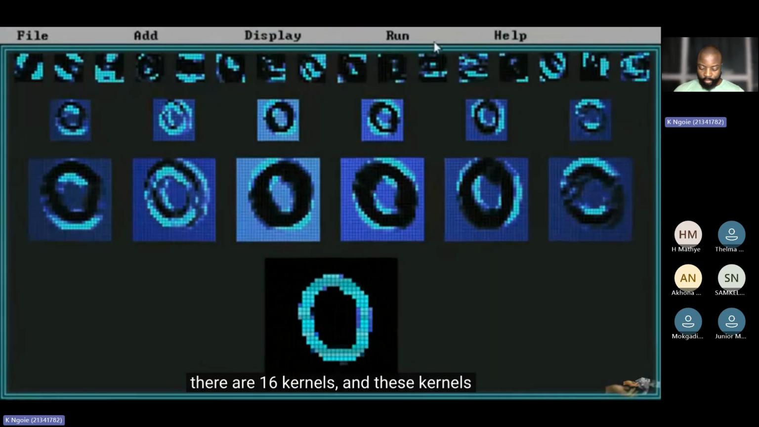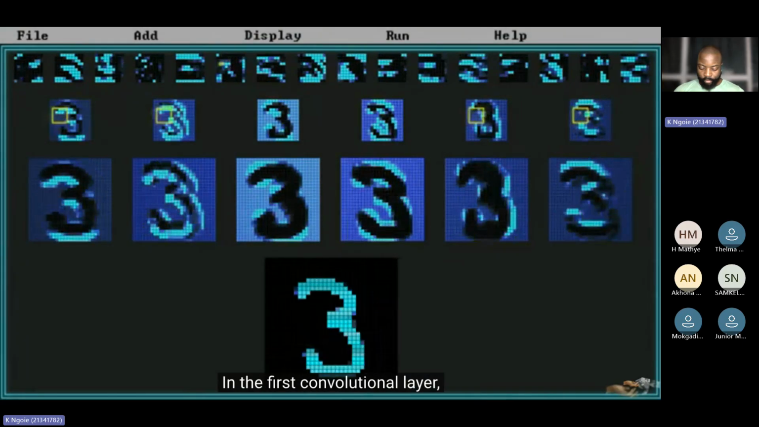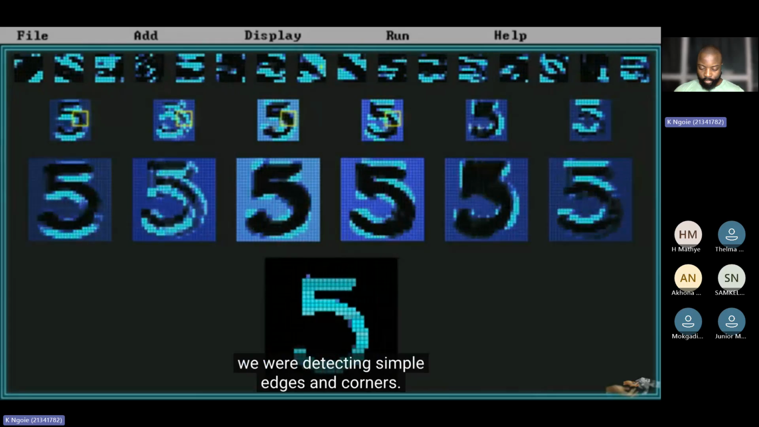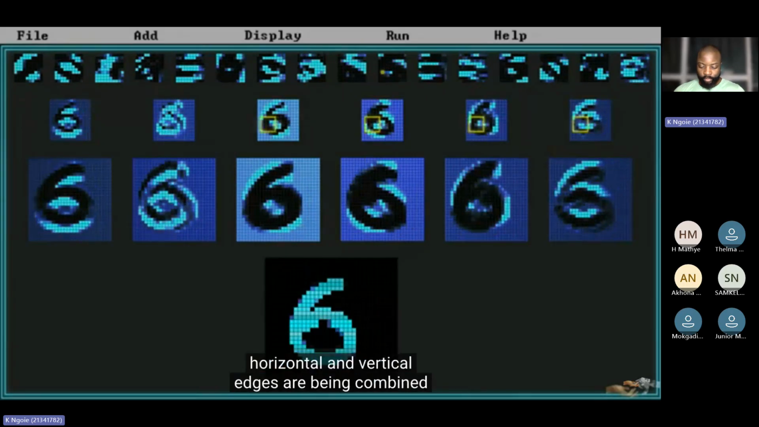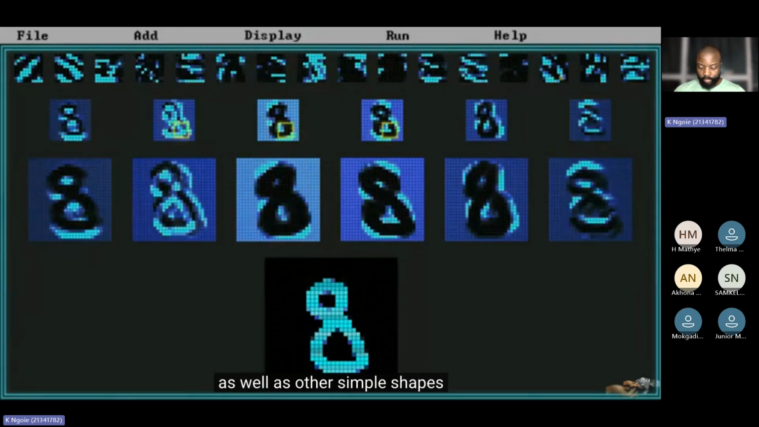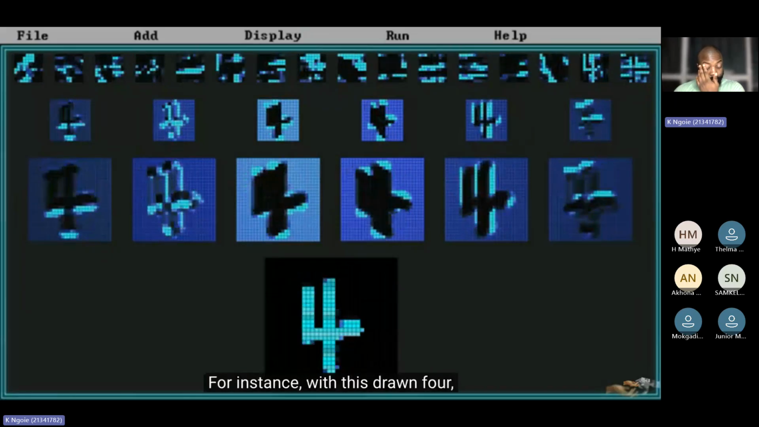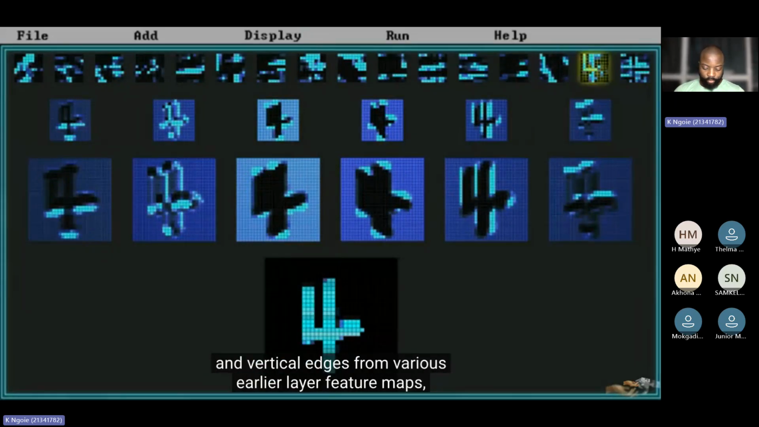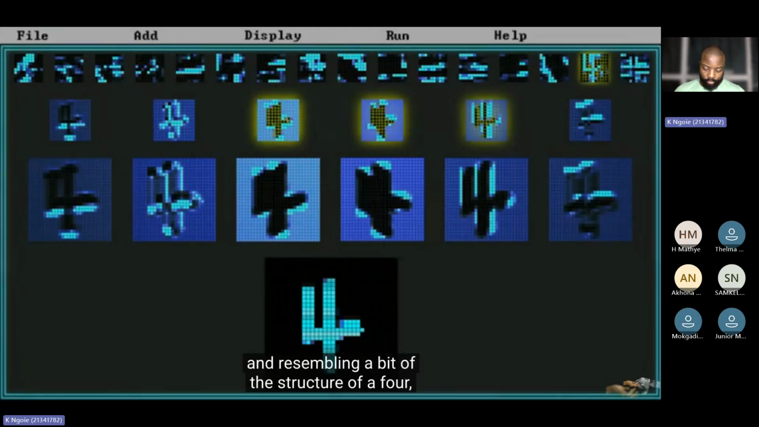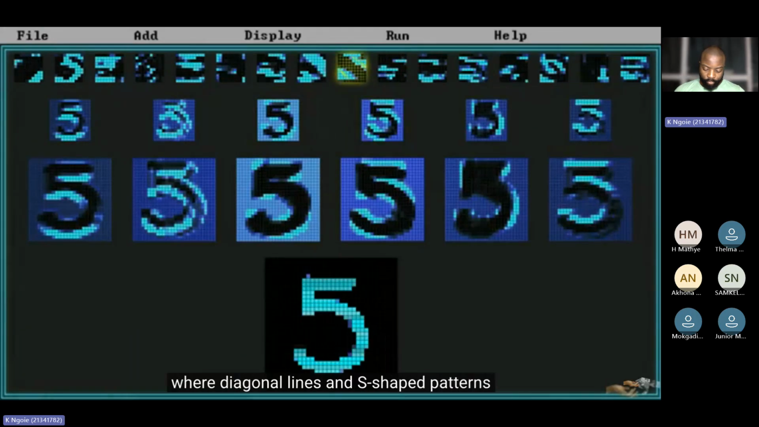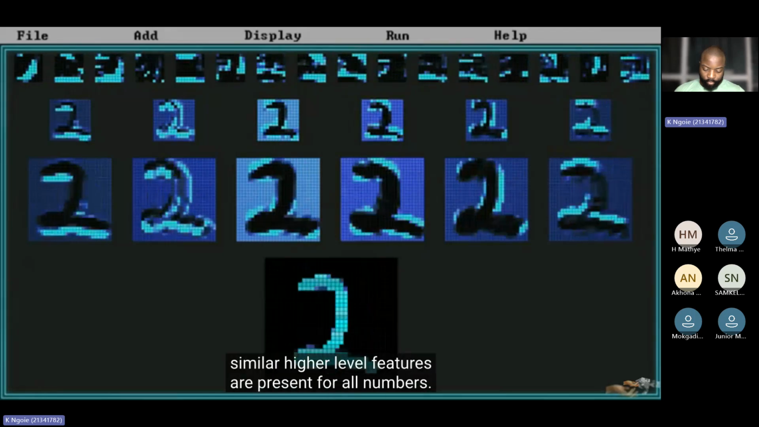You can see in our example that in the next convolutional layer, there are 16 kernels, and these kernels are now much more complex. In the first convolutional layer, we were detecting simple edges and corners, and now, as you can see, horizontal and vertical edges are being combined, as well as other simple shapes from the previous feature maps. For instance, with this drawn 4, you can see this feature map combining both horizontal and vertical edges from various earlier layer feature maps, and resembling a bit of the structure of a 4, or with these feature maps of a 5, where diagonal lines and S-shaped patterns are being detected. As you can see, similar higher level features are present for all numbers.